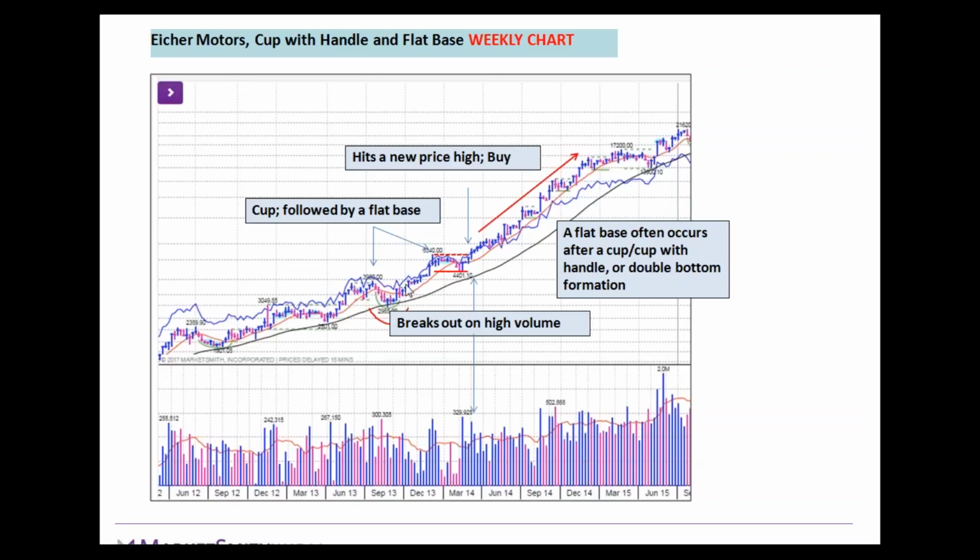It's not going to rally forever. It will take a break and it will consolidate. That's what's happening here. It took a break and made a kind of flat base pattern, and it broke out again, and that's when we'll enter the stock again, and then it continued its rally.